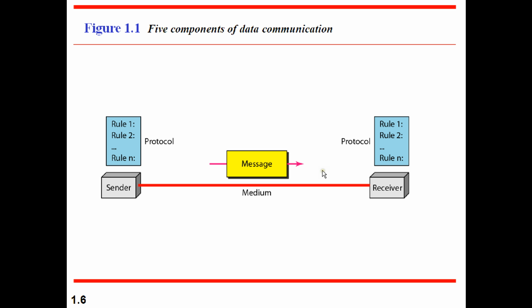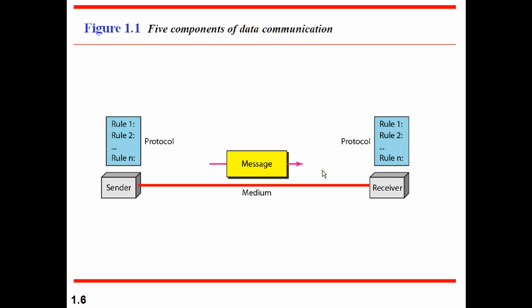A data communication system has five components. They are message, sender, receiver, transmission media, and the protocol. Message is the information to be communicated by the sender to the receiver. Sender is any device that is capable of sending data, that is, our message. Receiver is the device to which the sender wants to communicate the data, the one which receives the message.